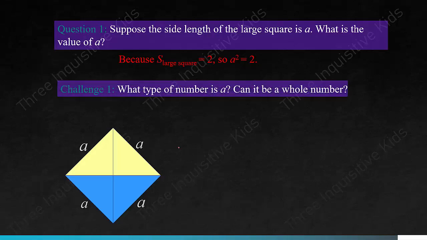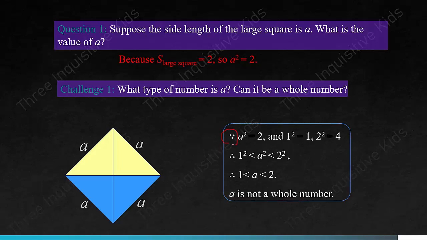Then what type of number is A? Can it be a whole number? Because A squared equals 2, and 1 squared equals 1, and 2 squared equals 4. Therefore, 1 squared is less than A squared, which is less than 2 squared. So A squared is between 1 squared and 2 squared.